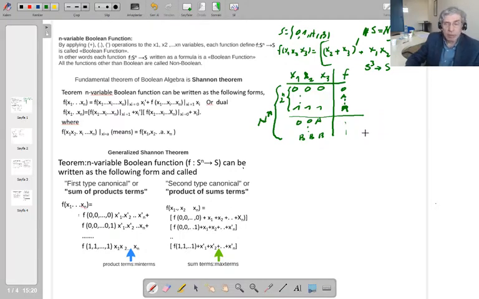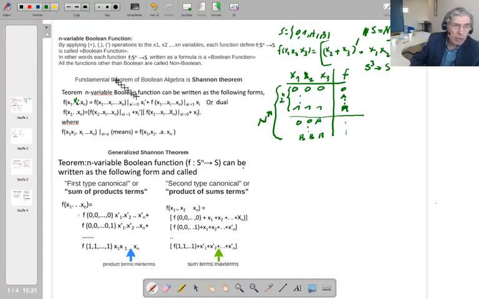Now let's come to the theorem. The theorem tells us any n-variable Boolean function can be written in this form. What is this form? You are taking one of the variables, maybe xi, out of the function, giving xi prime and xi.